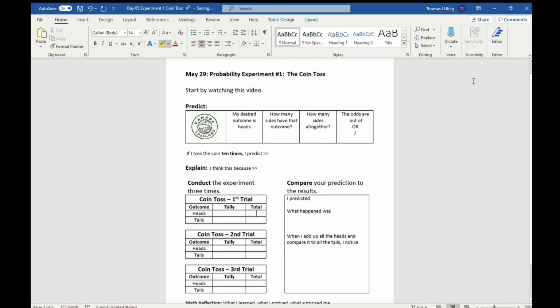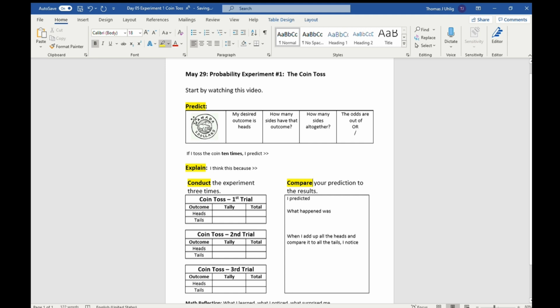Boys and girls, today's experiment is the coin toss. Whenever you do a probability experiment, you must first predict, explain, conduct, and compare when you do an experiment. Let's look at what each of these mean.